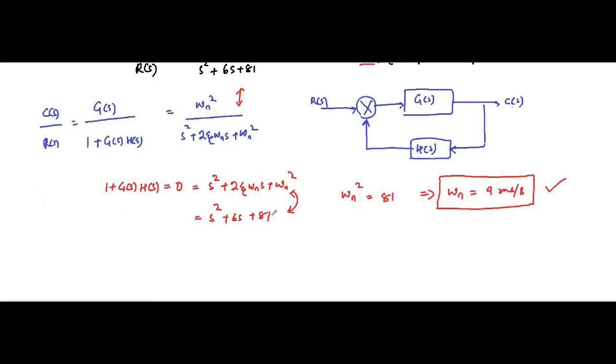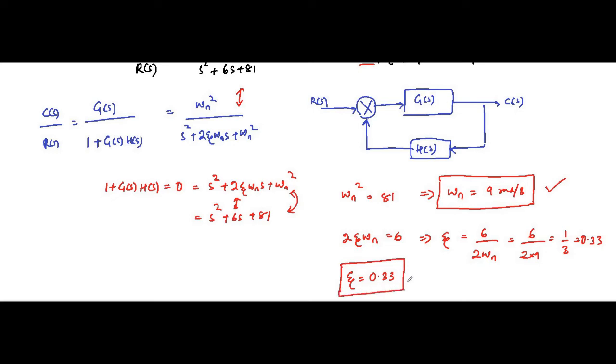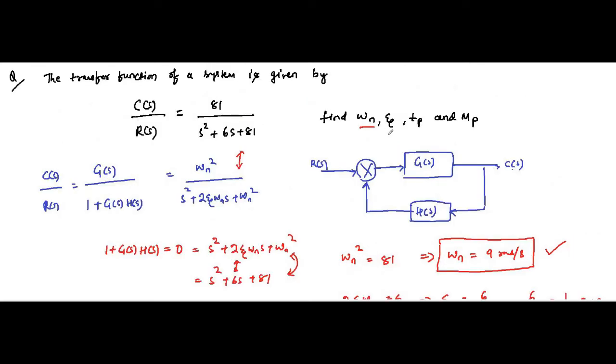Then the second thing is 2 zeta omega n is equal to 6. That implies zeta is equal to 6 by 2 omega n, equal to 6 by 2 into 9, which is equal to 6 by 18, which is equal to 1 by 3, which is equal to 0.33. Zeta is equal to 0.33. This is the second parameter which we calculated, the damping ratio zeta.